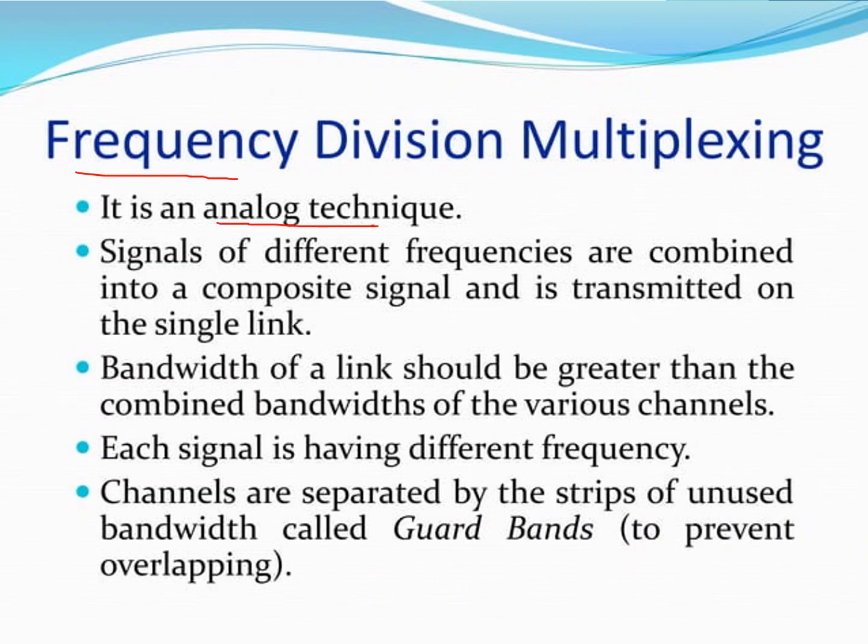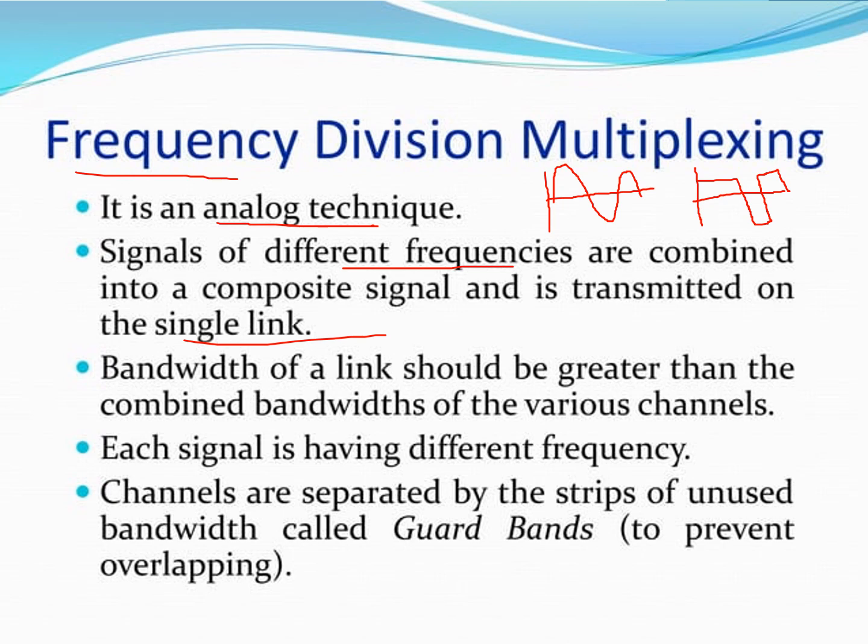The first type is frequency division multiplexing. It is an analog technique. An analog technique conveys information through a continuous signal, so this is how our analog signal will look, whereas the digital signal is in the form of binary, that is zeros and ones. In frequency division multiplexing, different frequencies are combined together to form a single signal, and it is demultiplexed to transmit the data. So different frequencies combined and transmitted through a single link is called frequency division multiplexing.